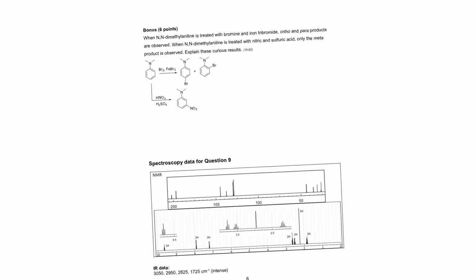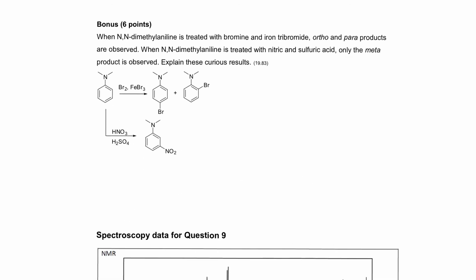All right, the bonus. Let's talk about that, and then we'll be done with this exam. So we're asked to explain this outcome. This nitrogen here has a lone pair. It is obviously an ortho-para director, and this first reaction, bromine and iron tribromide, proceeds just as we'd expect. No big deal at all. However, when we mix these 2 acids with our dimethyl compound we get the meta product.